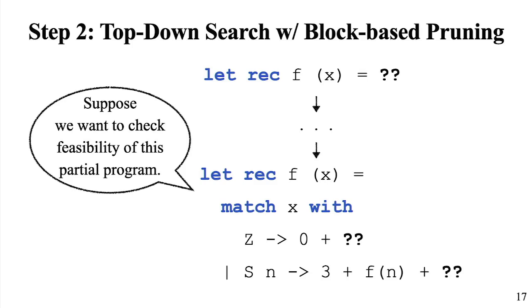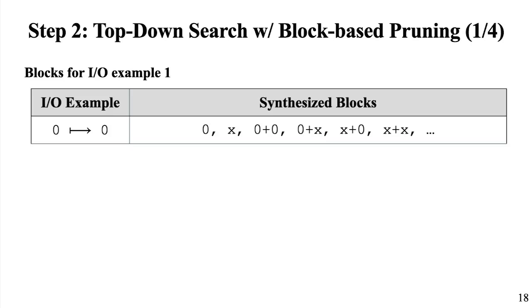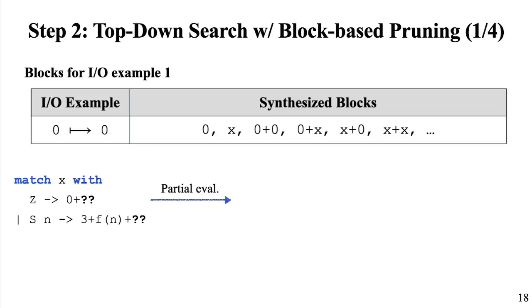Suppose we have generated this partial program candidate during the search and want to check its feasibility. If it is infeasible, we can prune the search space. I will show you how we can prune this candidate using the blocks. For pruning, we perform partial evaluation of this candidate program using each I/O example. The result of a partial evaluation will be a partial non-recursive conditional-free expression, possibly with holes in it.